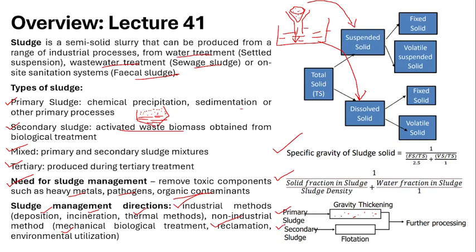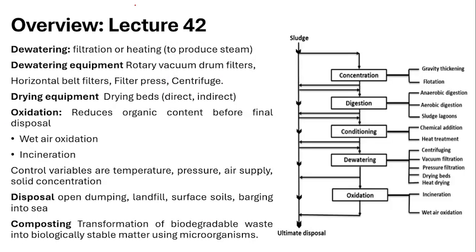Next is the secondary sludge. Secondary sludge mainly uses the flotation process to remove these particles from it. Okay, after this only these sludge are passed on for further processing. So you will understand better in the next lecture. This is about the lecture 41, which tells about why sludge management is important, what is sludge, and what are the different type of sludge, how it is managed. And all. Okay. So now coming to the lecture 42, it explains about the dewatering, drying, disposal, and composting.